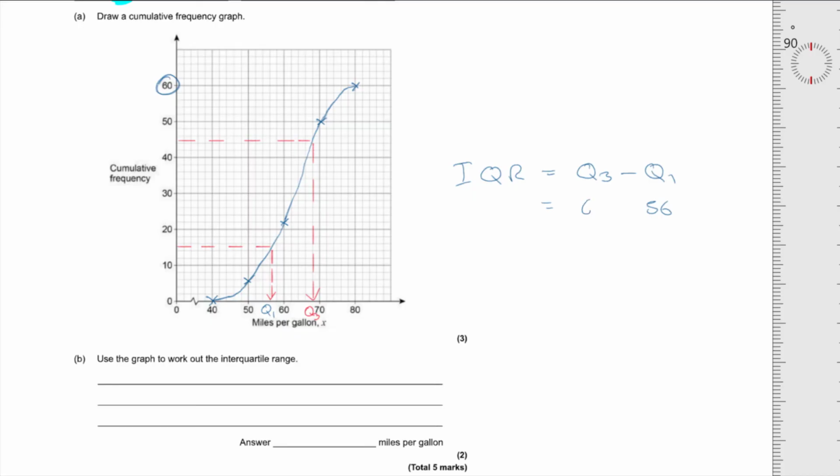Now if yours is a little bit different from mine, don't really worry about it. As long as you read your values off your graph, you're going to get the marks for this. So 68 minus 56, that leaves me with 13. So that's my interquartile range. Use your graph to work out the interquartile range. It's 13 miles per gallon.